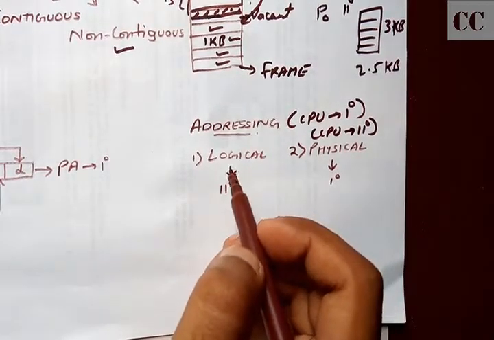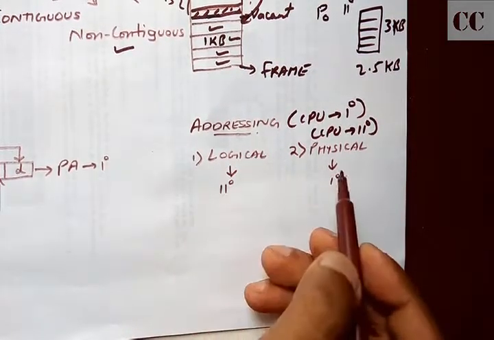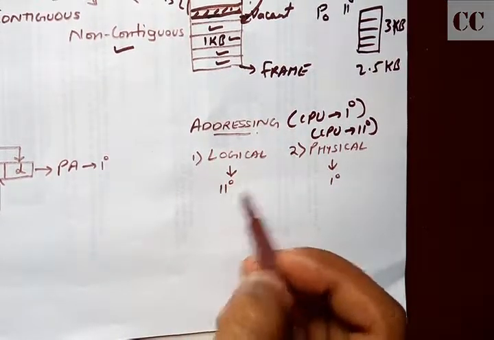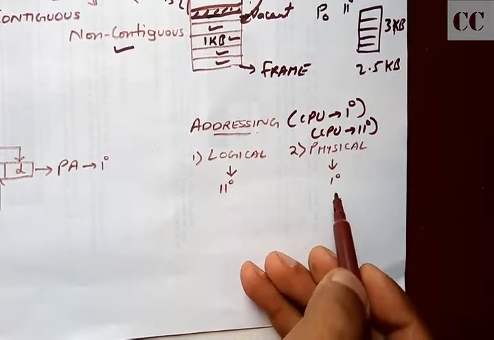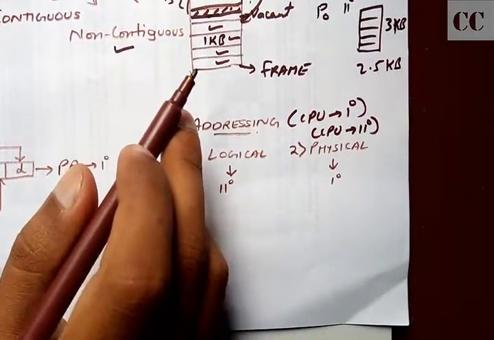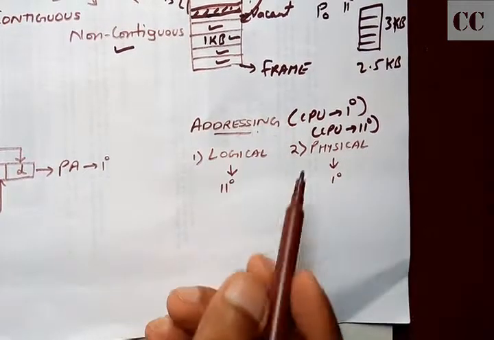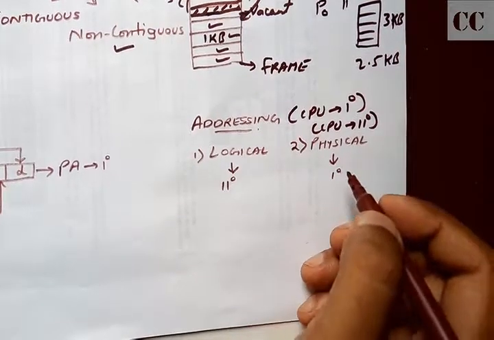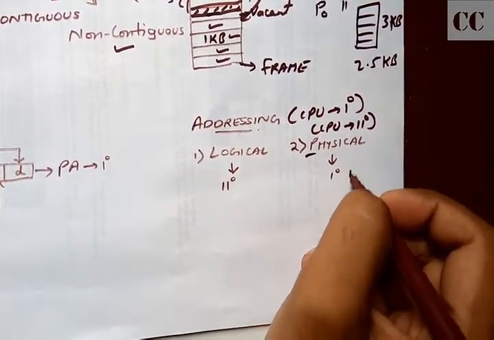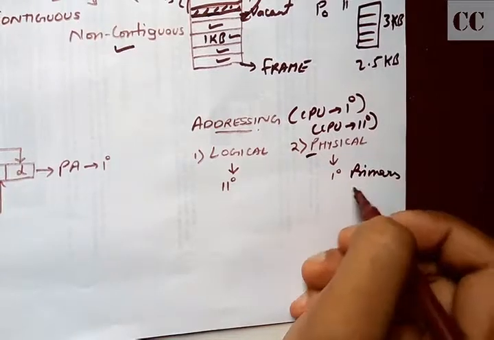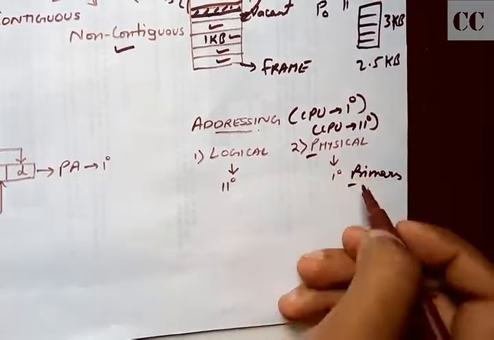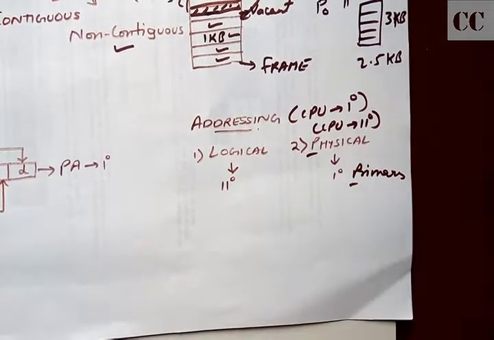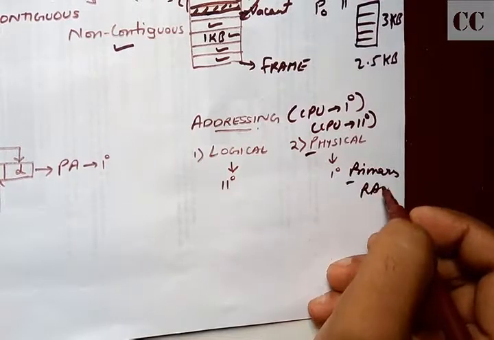So there are two types of addresses. The first one is the logical address, the second one is the physical address. The logical address always corresponds to the secondary storage. The physical address always corresponds to the RAM or the frame address. The individual frame address is what we call the physical address. To memorize it there is a simple technique: physical starts with P, primary storage also starts with P. So with PP, the initial letters, you can easily memorize. The physical address corresponds to the primary storage. The primary is RAM, we all know that.